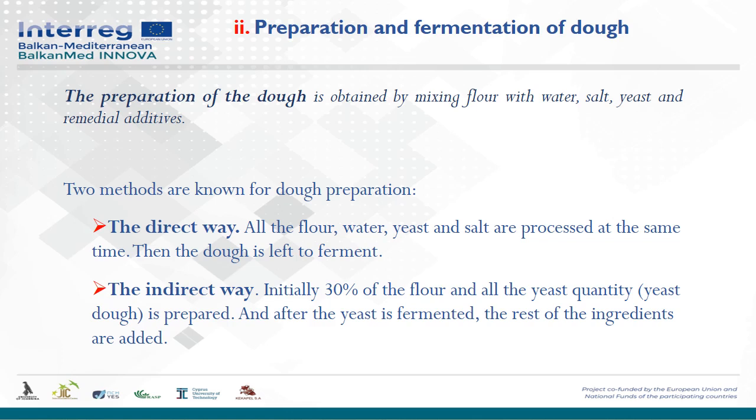The second method is the indirect way, in which initially 30% of the flour and all the yeast quantity is prepared. After the yeast is fermented, the rest of the ingredients are added. In general, the first method, the direct way, is used for example in pan bread making. But if we talk about some specific types of bread, in general, they use the indirect way.